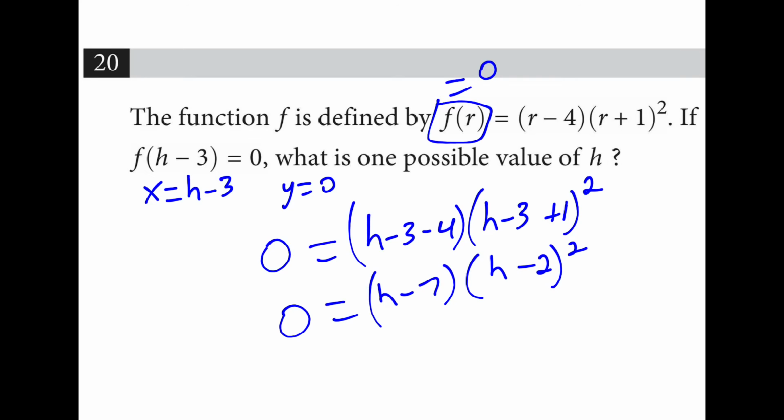If I simplify the subtraction or the addition, what numbers can I plug in to make this true? It turns out if I plug in a 7 here, that part becomes 0, which makes it true. Or if I plug in a 2 here, this part becomes 0, which makes it true. Those are your two answers, 7 or 2.